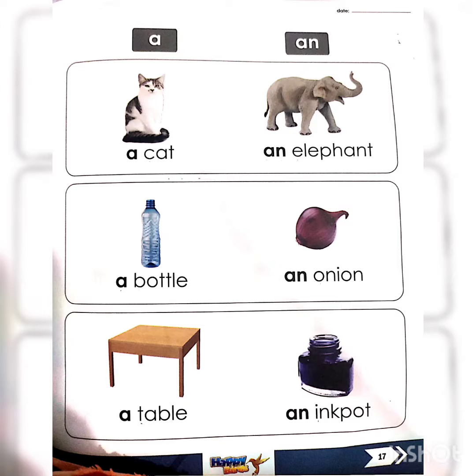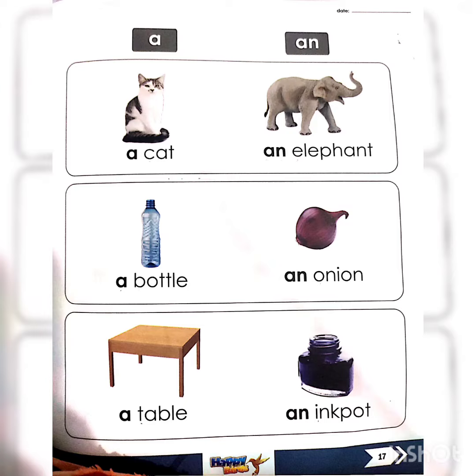The next picture is an elephant. Elephant starts with a. A is a vowel, so that's why we put an before the word elephant. The next picture is an onion. Onion starts with o. O is a vowel sound, so that's why we put an before the word onion.